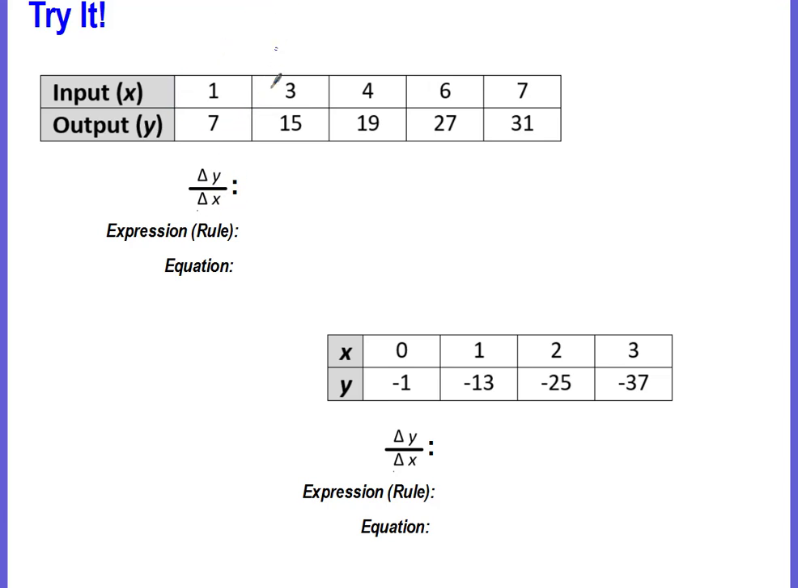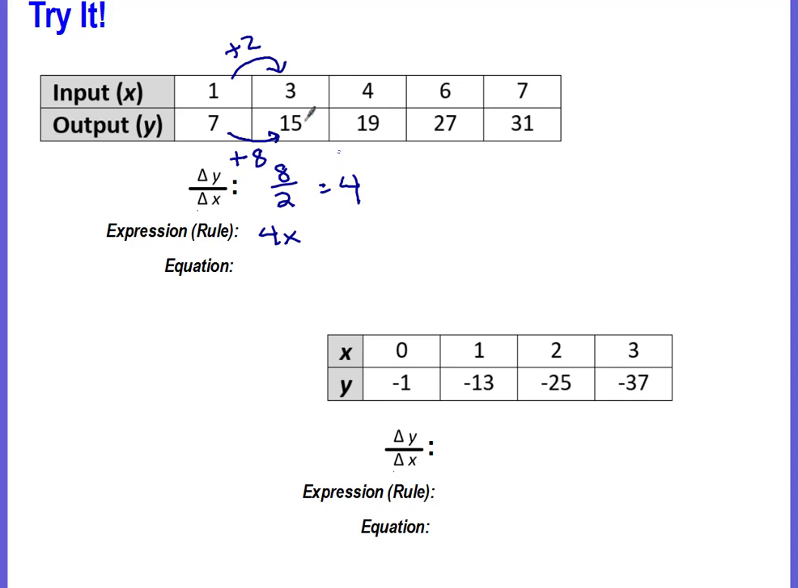Okay, change in y. Here's our y. We're going from 7 to 15. We're increasing. So we're adding by 8. And my change in x, I'm increasing 1 to 3, so I'm adding by 2. So my rate of change is going to be 8 over 2. And that simplifies to 4. So this is my multiplier, my coefficient to x. So I'm going to multiply x by 4.